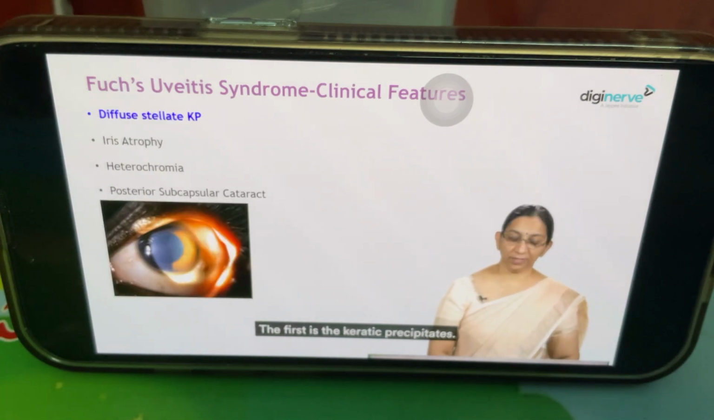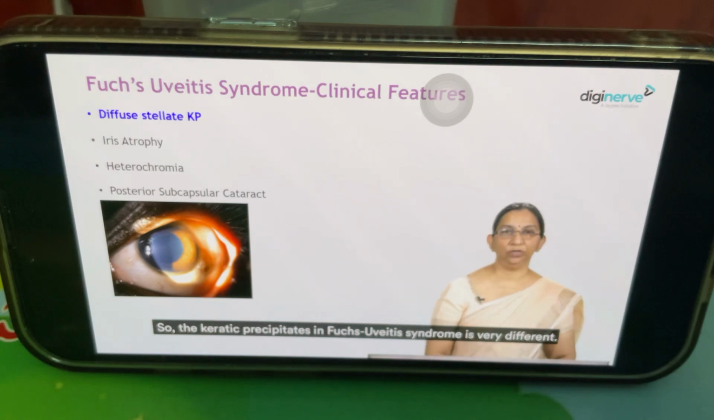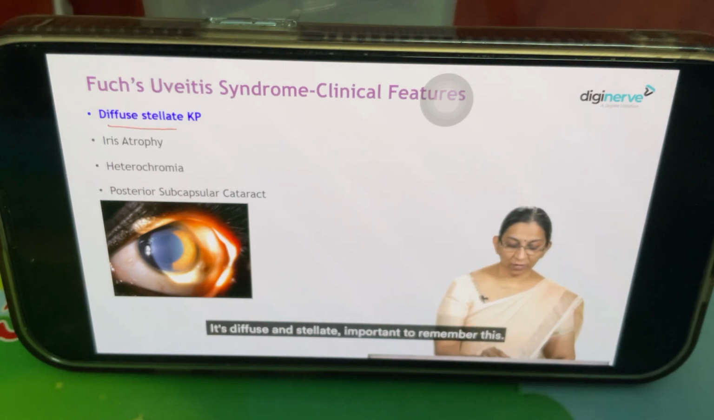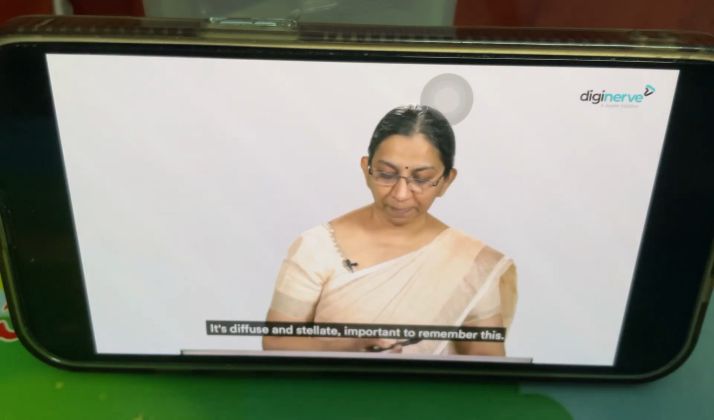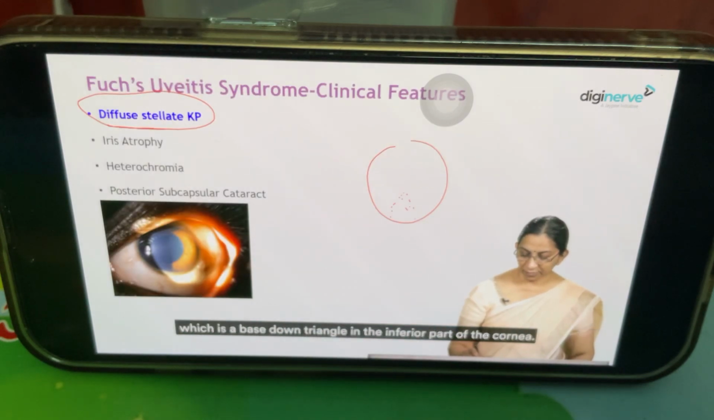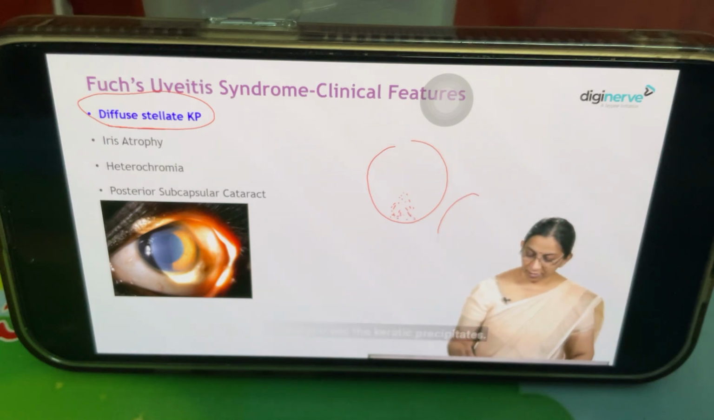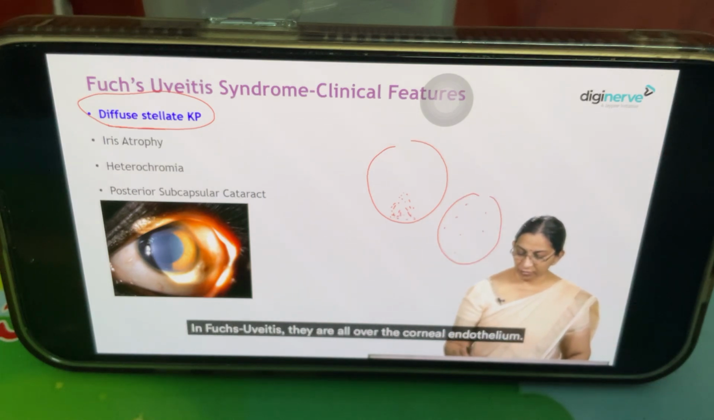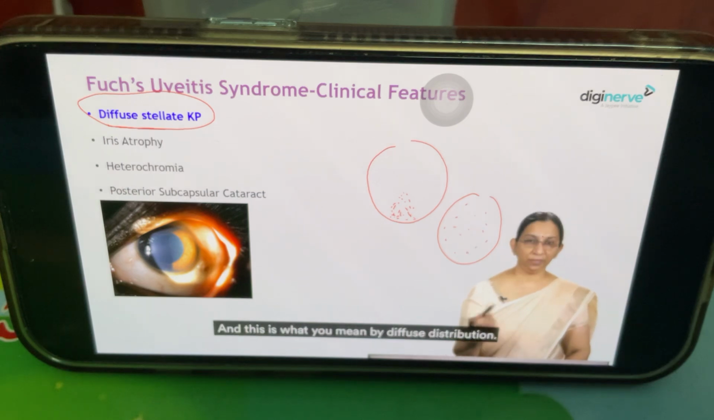The first is the keratic precipitates. So the keratic precipitates in Fuchs uveitis syndrome is very different. It's diffuse and stellate. Important to remember this. So normally when you get keratic precipitates, they are distributed in the Arlt's triangle, which is a base down triangle in the inferior part of the cornea. This is where you see the keratic precipitates. In Fuchs uveitis, they are all over the corneal endothelium. Okay, and this is what you mean by diffuse distribution.